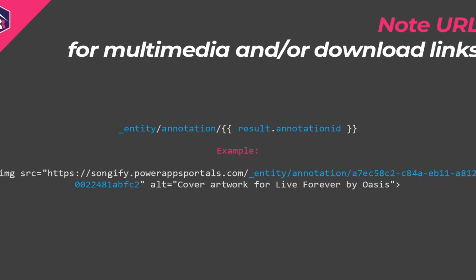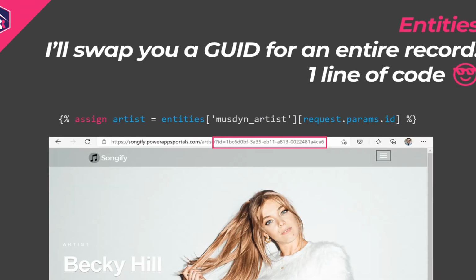So here's an example of how that looks in the source code for my Songify portal. So in this example, it's being used to provide the cover artwork for Live Forever by Oasis. The source of the image is my portal URL and then this specific entity URL. Next is the entities object. This allows us to swap a GUID for an entire record. So if you're familiar with the URL format in portals, that tends to point to a specific template and then function mark ID equals and a specific GUID.